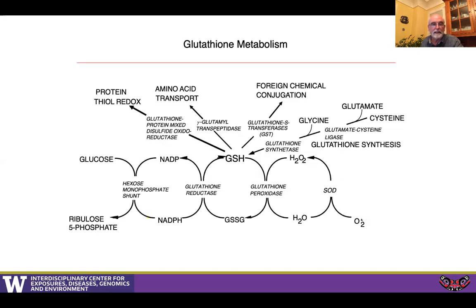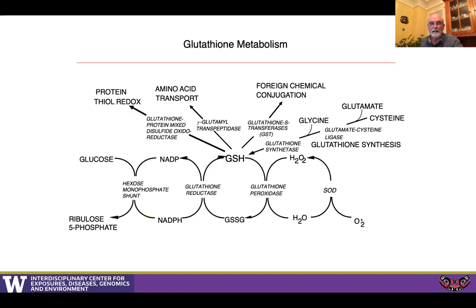Glutathione metabolism is a complicated process, but shown here in the lower portion of the screen is the glutathione redox cycle. This happens to be a very prominent reaction in our cells, where we're able to scavenge peroxides such as hydrogen peroxide with the help of glutathione peroxidase. And in so doing, our glutathione becomes oxidized to the disulfide GSSG. It's reduced back to glutathione by glutathione reductase, and ultimately the reducing equivalents for this come through glucose and the hexose monophosphate shunt.